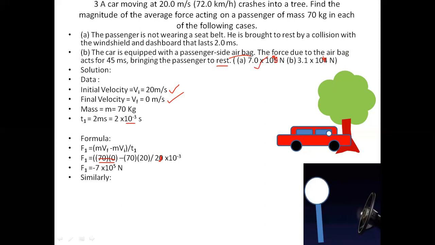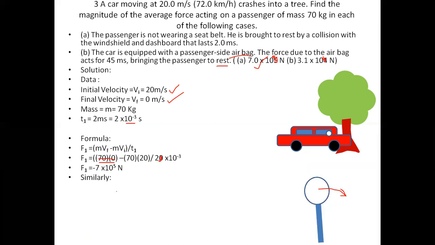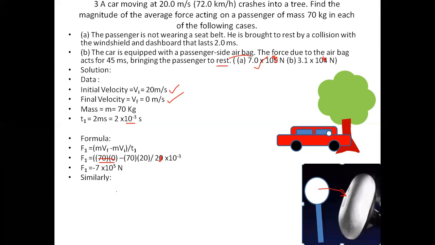That means the car is equipped with passenger side airbags. The force due to the airbag acts for 45 milliseconds, bringing the passenger to rest. Let's say this is the steering which we are talking about, and the passenger goes over here with some velocity due to inertia, and this airbag pumps out from here and stops its motion. So this is the airbag which comes out, and the person is stopped by this airbag. Now, its time is given to us, which is T2.